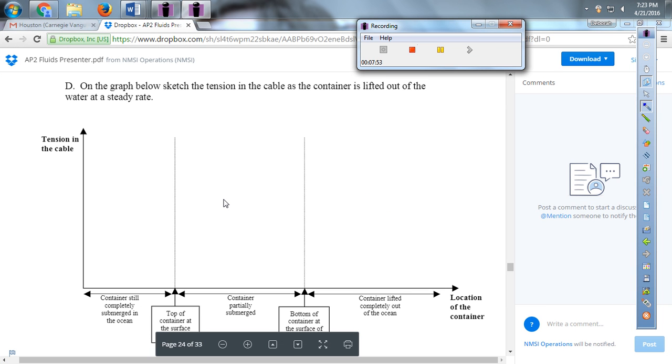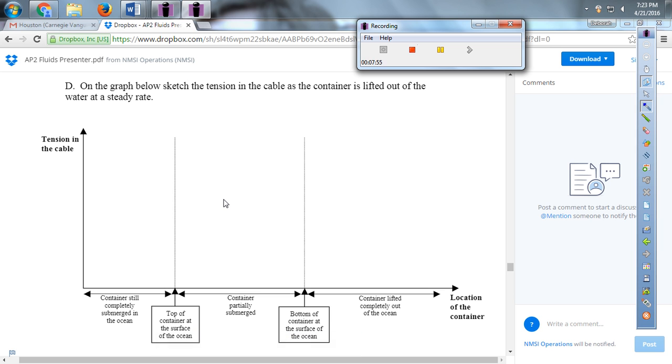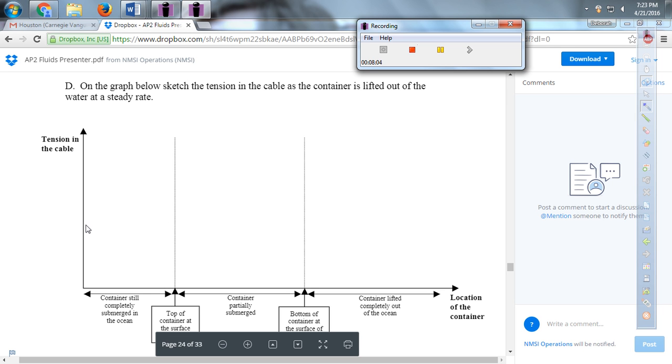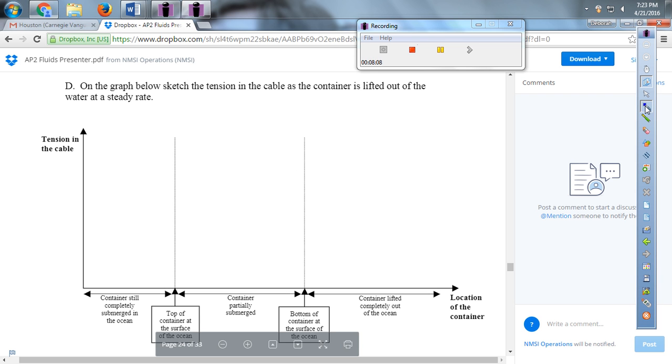Okay, then it says on the graph below, sketch the tension in the cable as the container is lifted out of the water at a steady rate. So tension is going to remain constant here. I don't know if this is going to work. Come on, we're almost through.